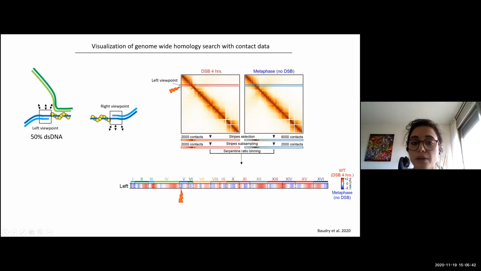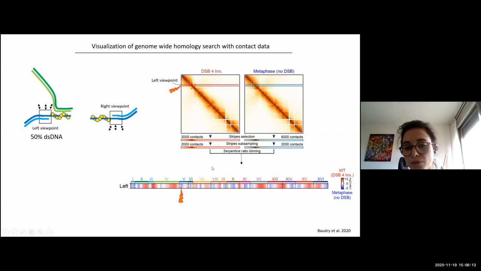So we wondered what this region is contacting 4 hours after the double-strand break in comparison to a normal metaphase. So we are selecting this stripe of contact, not only on chromosome 5, but also on other chromosomes. These stripes are then subsampled, and the ratio between them is computed by Serpentine, which allows us to decrease the noise and dynamically adjust the binning. And we end up with a stripe of contact that concerns, for example, the left side of the break.